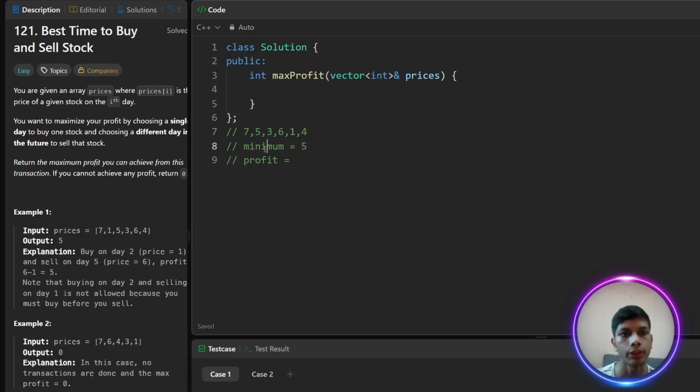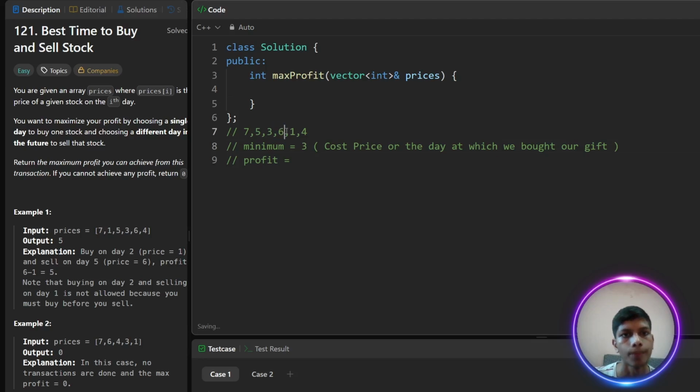So with the minimum we have changed the cost price. What I am trying to indicate with the minimum is the cost price, or the day at which we bought our gift. Okay, so this will indicate our minimum. So first of all our minimum was 7, but 5 was less than it, so we switched it to 5. Next one is also lesser than our minimum, so we will again switch this to 3.